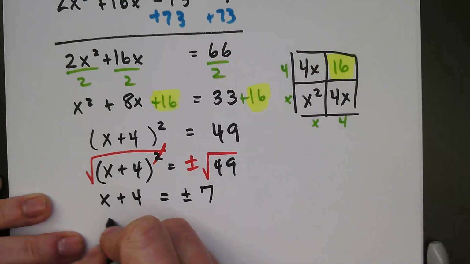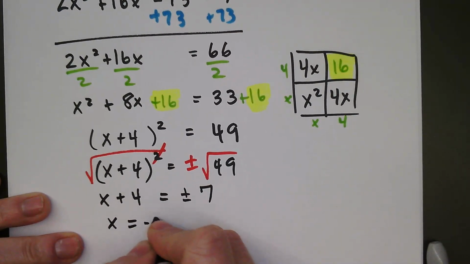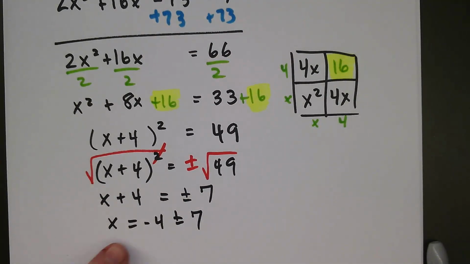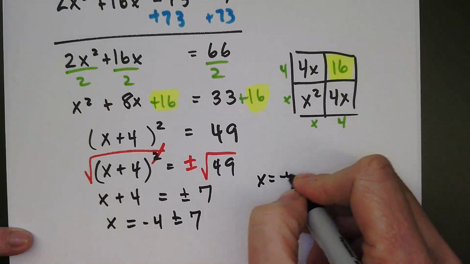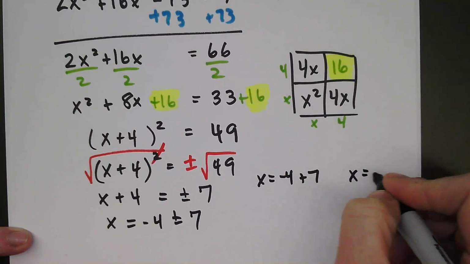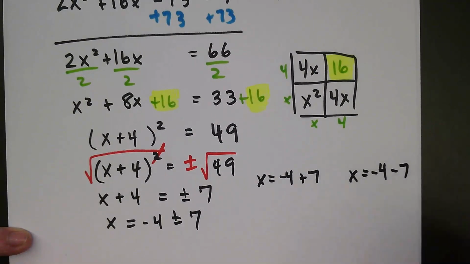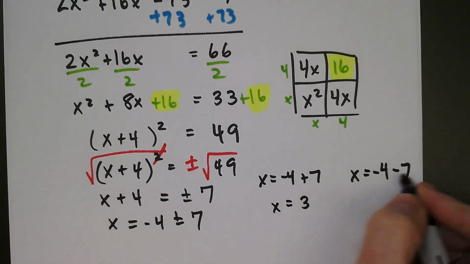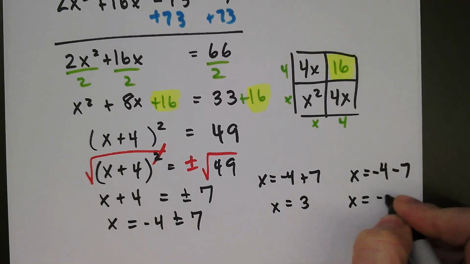We're one step away from solving for x. I just need to subtract 4 from both sides. So now just to get my two answers, x is negative 4 plus 7, and x is negative 4 minus 7. So negative 4 plus 7, x is 3. Negative 4 minus 7, x is negative 11.